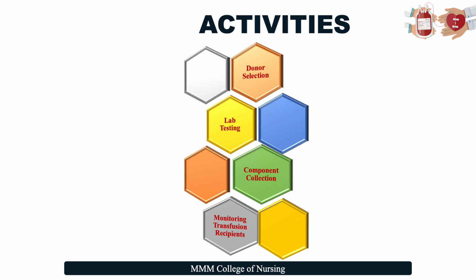Let's look at the activities involved in transfusion safety. It begins with donor selection, where careful screening and assessment identify healthy low-risk donors. This is followed by laboratory testing of donated blood to detect transfusion transmissible infections and ensure blood group compatibility, which is followed by component collection and preparation that allows the blood to be separated into specific components, enabling appropriate and effective use. Finally, monitoring of transfusion recipients is essential to promptly identify, manage, and report any adverse transfusion reactions, thereby ensuring patient safety and quality care throughout the transfusion process.